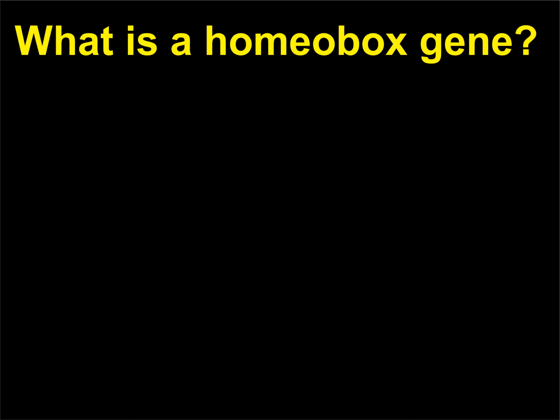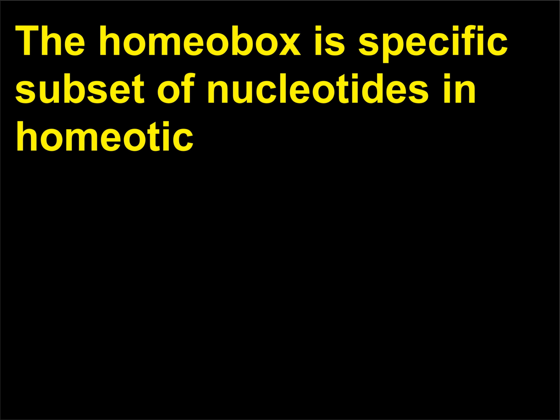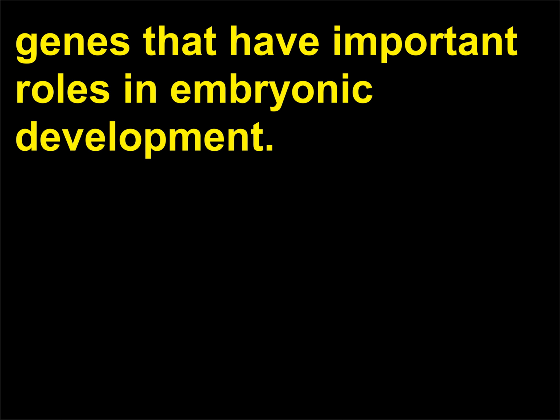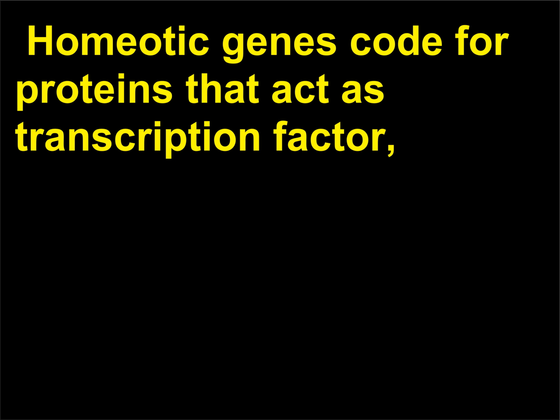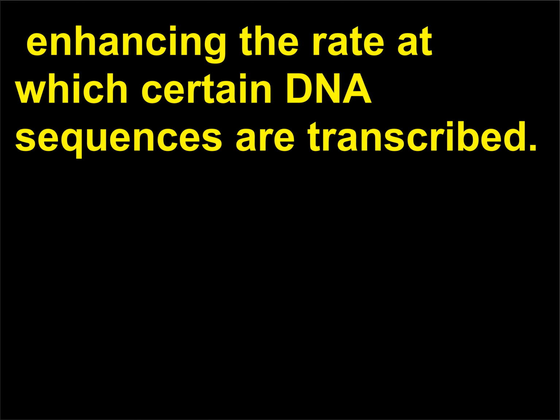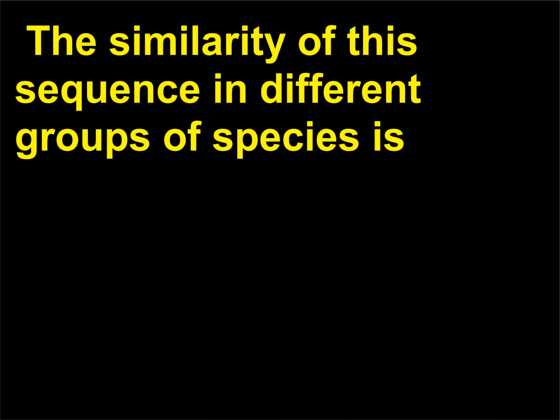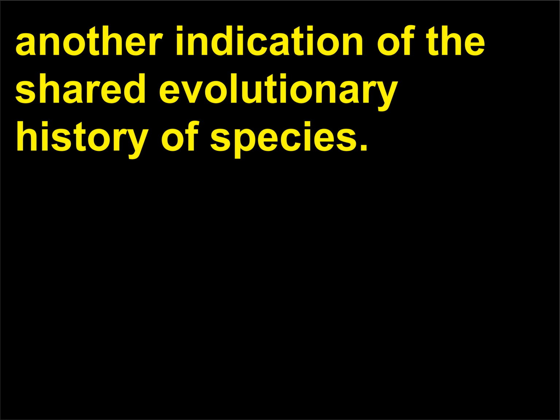What is a homeobox gene? The homeobox is a specific subset of nucleotides in homeotic genes that have important roles in embryonic development. Homeotic genes code for proteins that act as transcription factors, enhancing the rate at which certain DNA sequences are transcribed. The similarity of the sequence in different groups of species is another indication of the shared evolutionary history of species.